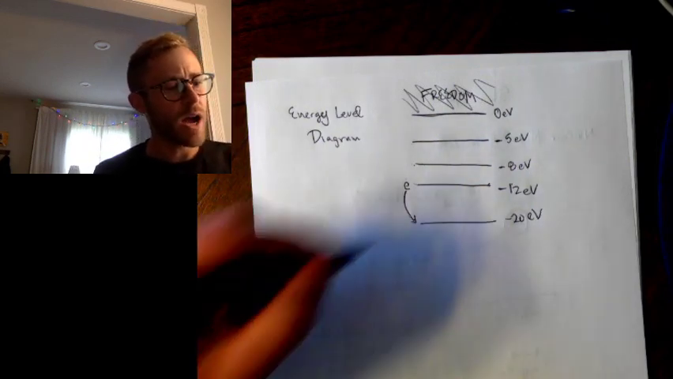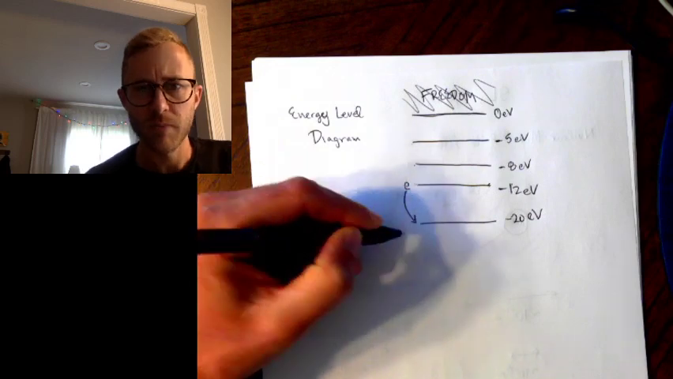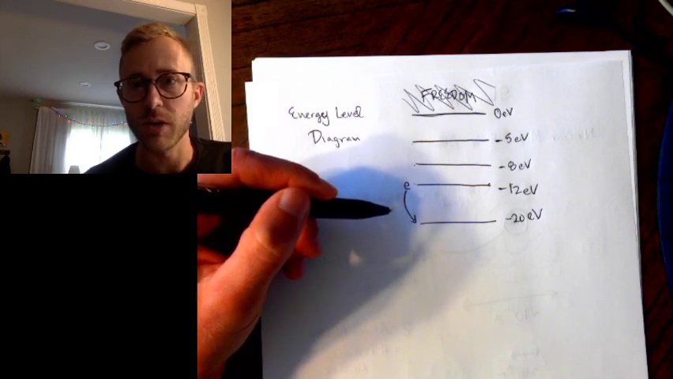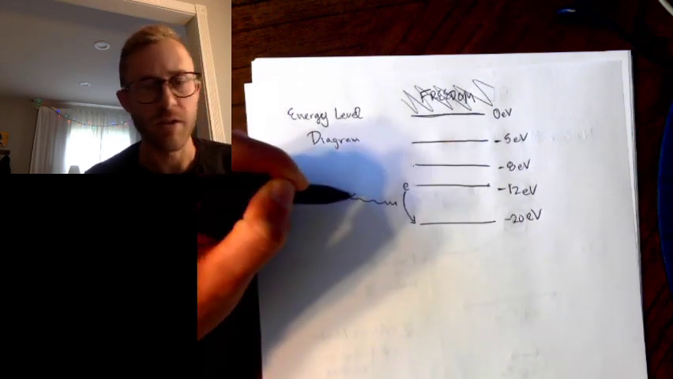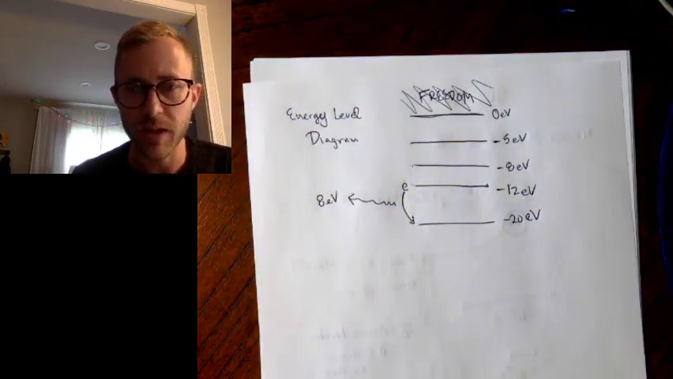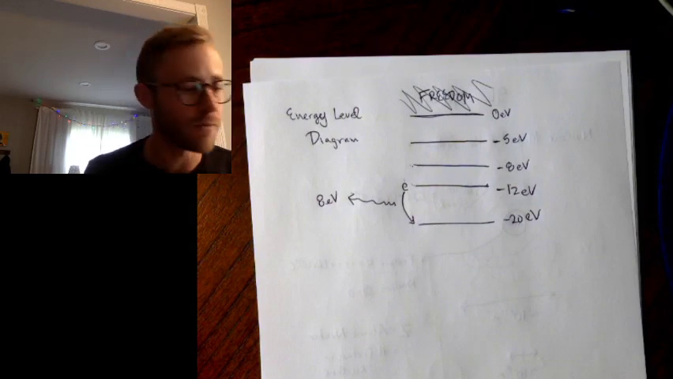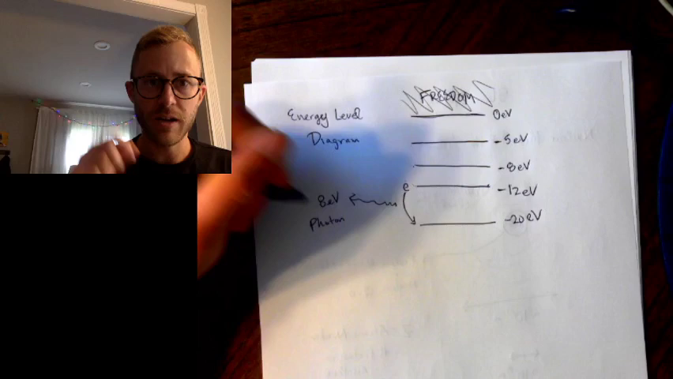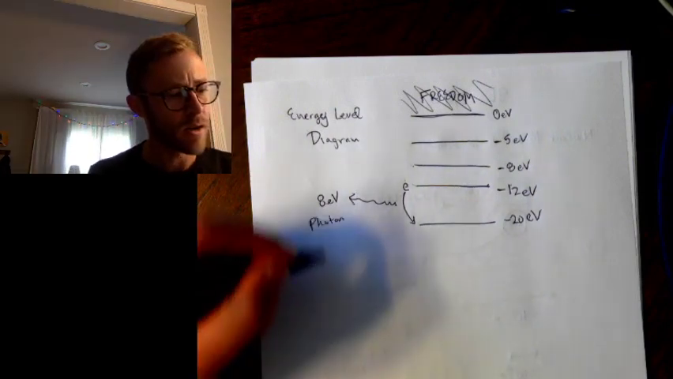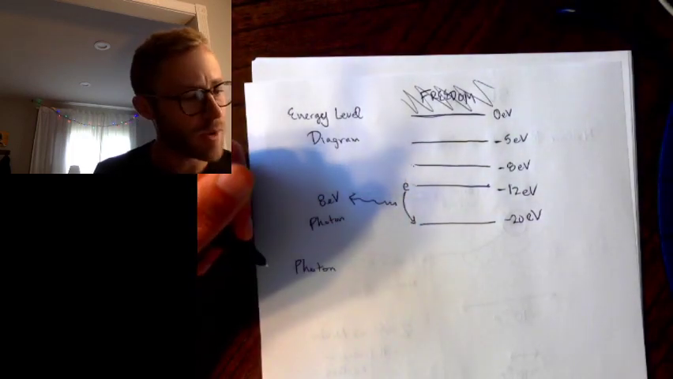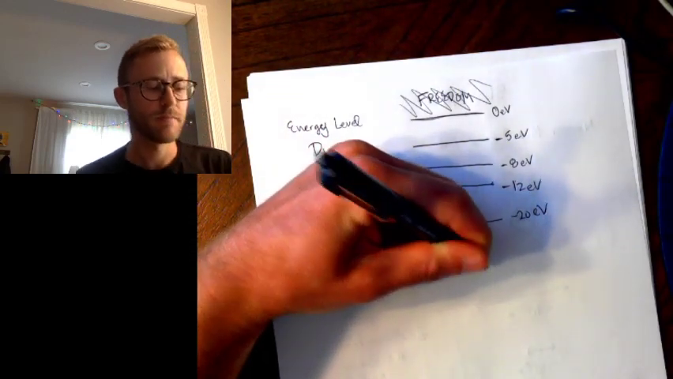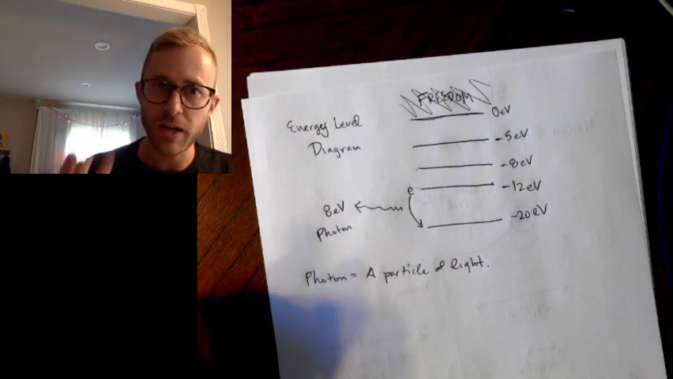Okay, so what happens if an electron drops an energy level? So this electron, if it went from here to here, it lost 8 eV. So according to conservation of energy, that would mean that it gave up 8 eV of energy. So where does that energy go? And it turns out that it goes into what's called a photon. So the electron, as it transitions between energy levels, it's going to spit out a photon. Okay? A photon is a particle of light. Okay? So light is made up out of photons.